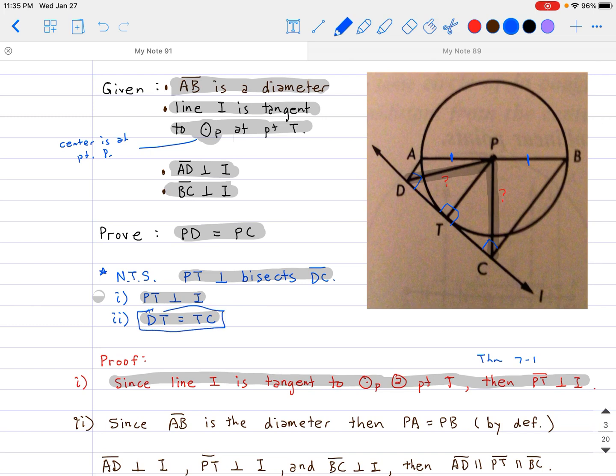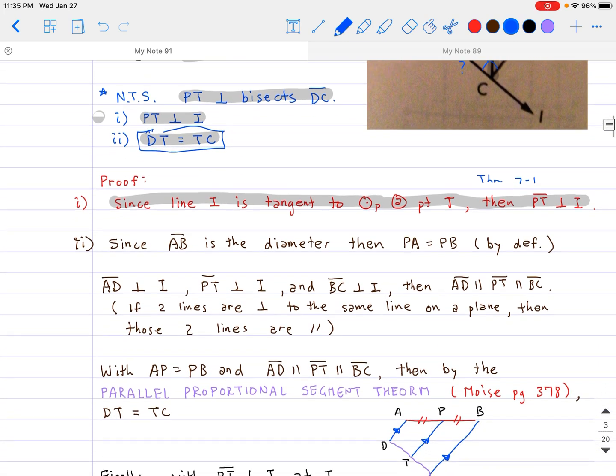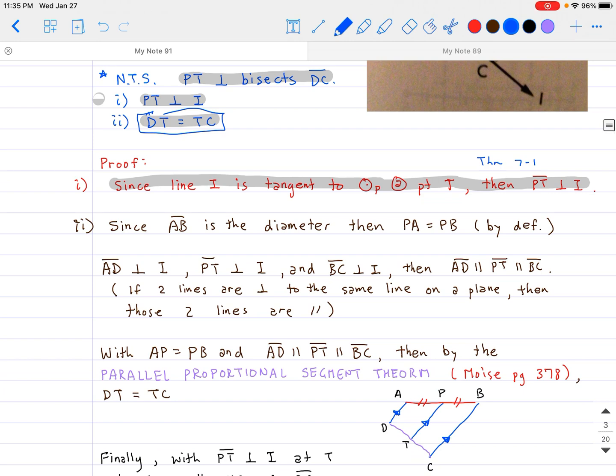All right, next, now I'm going to try to show that DT is equal to TC. Now, in this picture, the question is, how do I show that this part is equal to this part? Well, here, maybe I can draw the illustration underneath so you can see how this works out. So this is what it looks like with what we have. If I can somehow show that all those three lines are parallel to each other, then I can use the parallel proportionality segment theorem. Yes, there is a name to it. It's located in the Moise book at page 378, to say that DT is equal to DC.